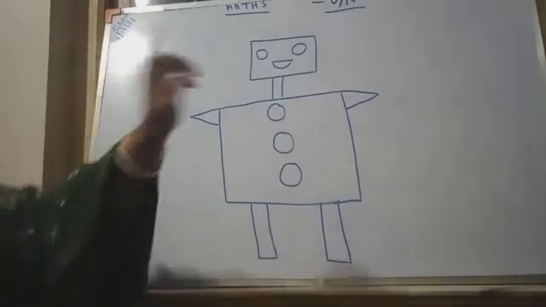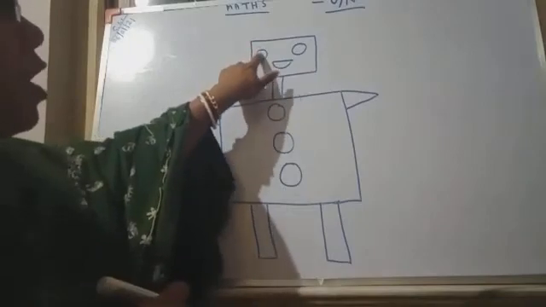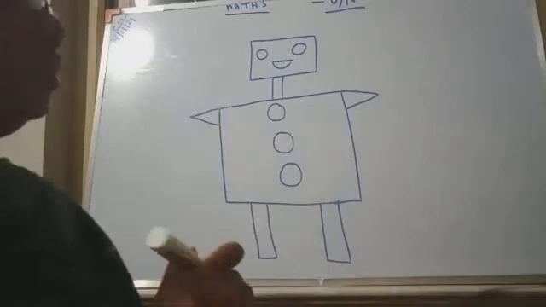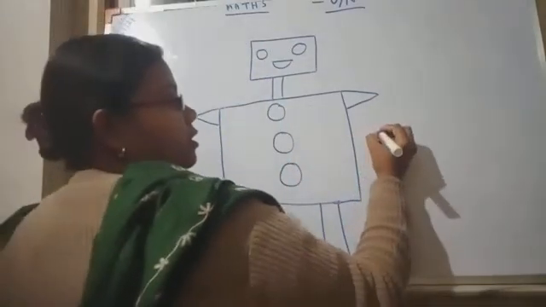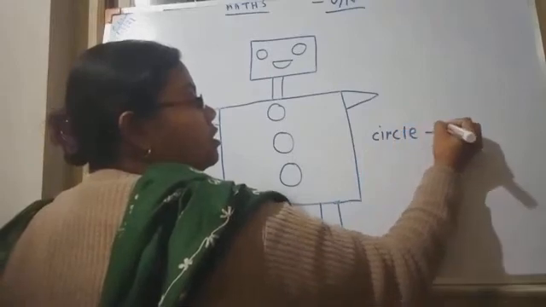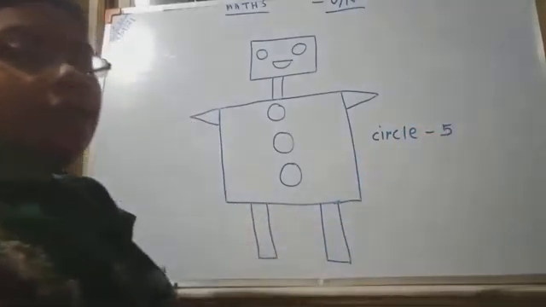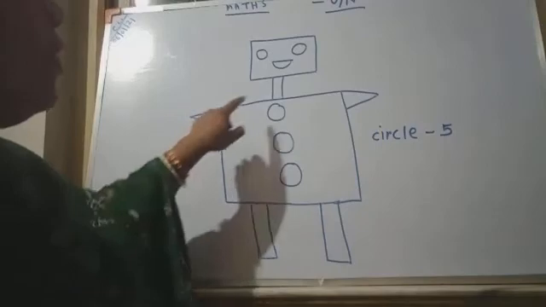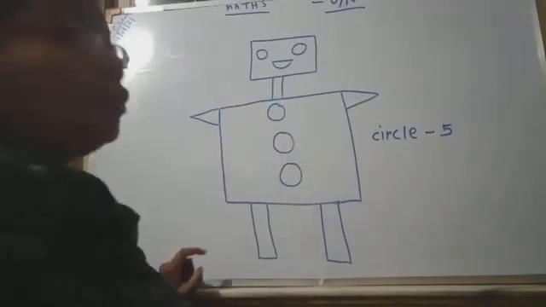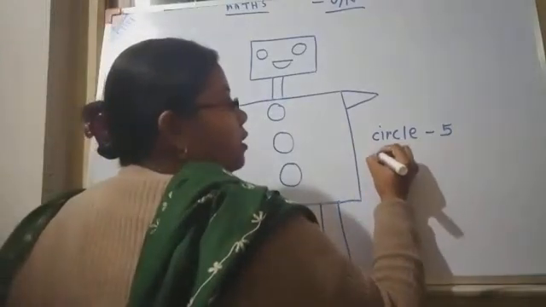So we will see circles. See, 1, 2, 3, 4, 5. There are 5 circles. How many circles are there? 5. Now rectangles, you see 1, 2, 3. 3 rectangles are there.